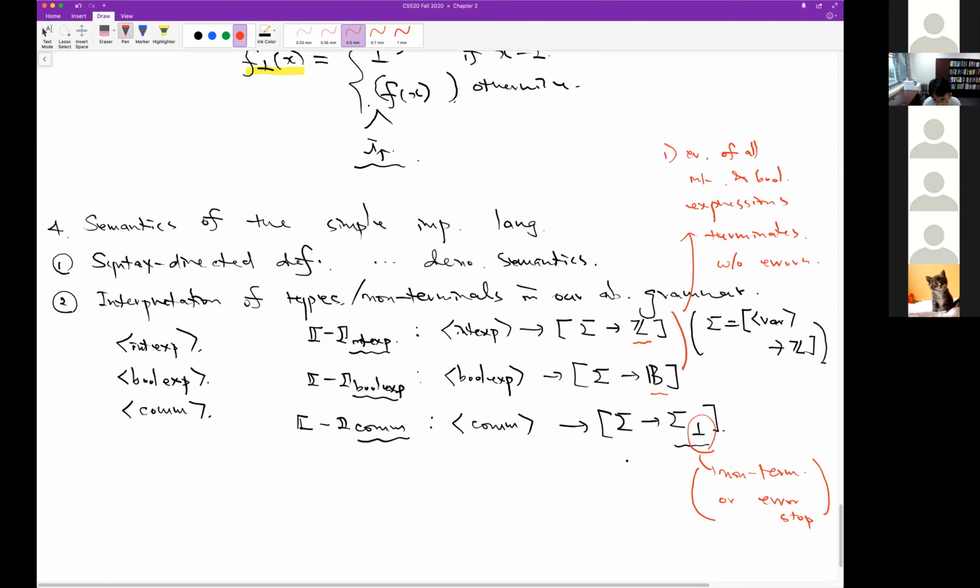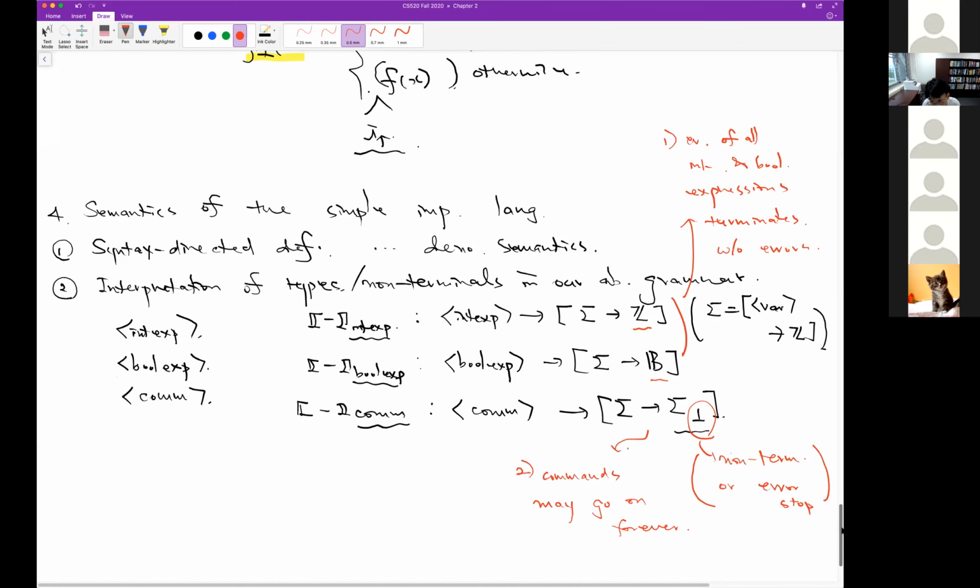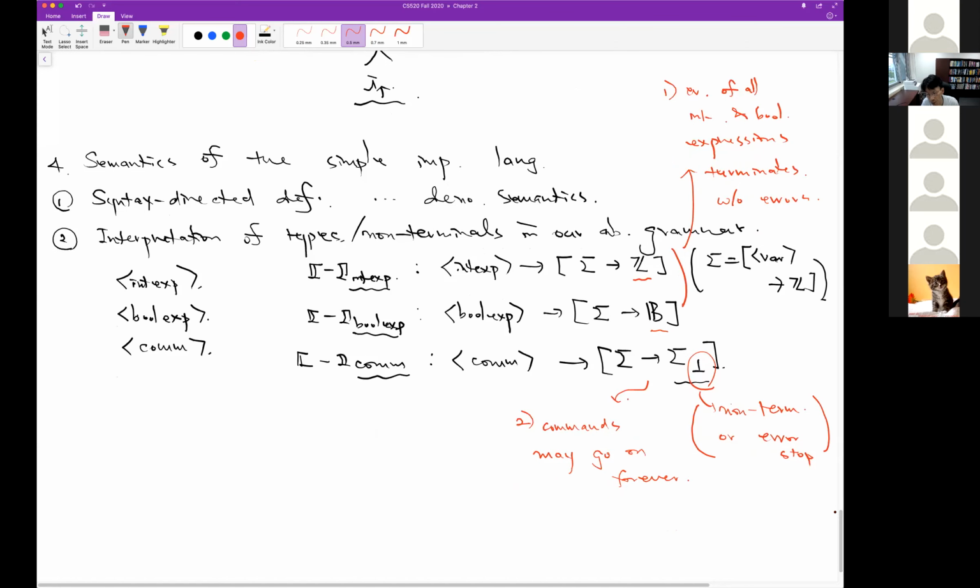And then the second thing you can see from here is that, because commands can return a bottom, commands may go on forever. So sometimes a program may fall into an infinite loop. That's the second thing that's expressed in this domain.